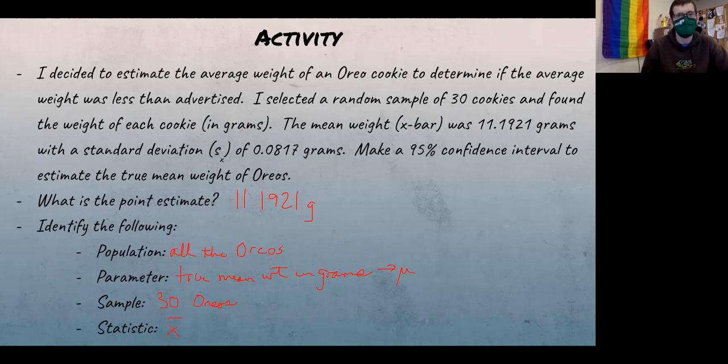No, it's X bar. So our statistic here is X bar. Remember, if it's a sample versus a population, sample would be X bar, population would be mu. Or if it's a population parameter, then it's the mu. So the X bar is the sample mean weight. Any questions on that?